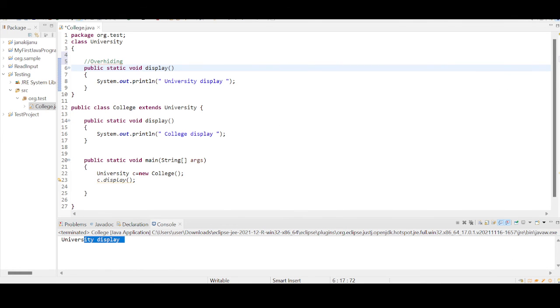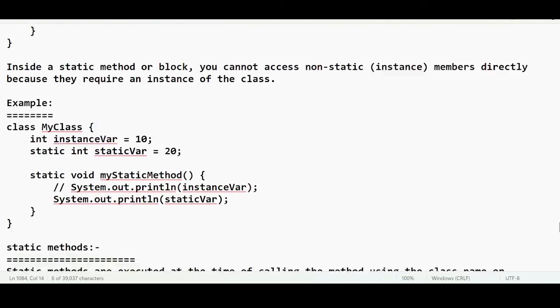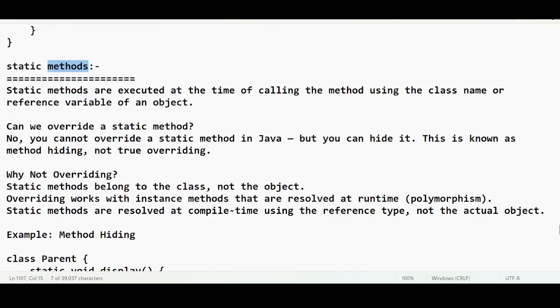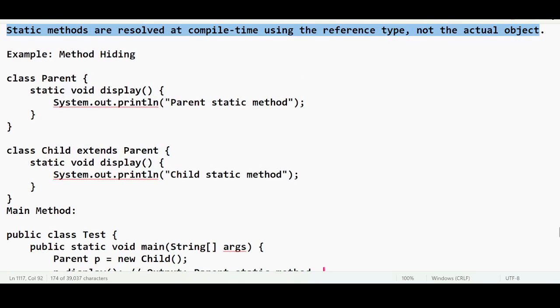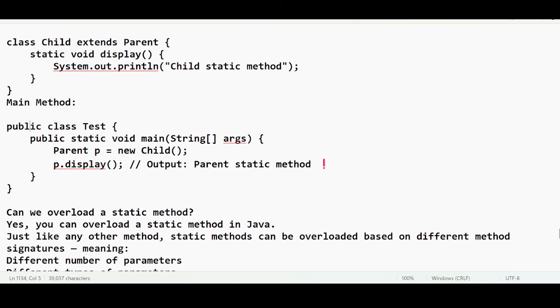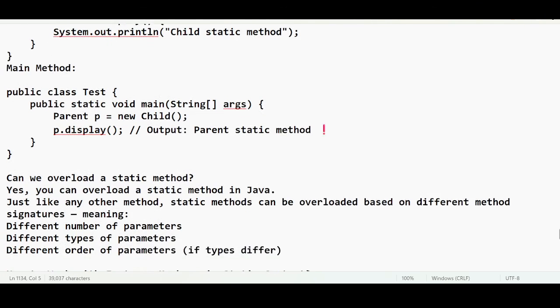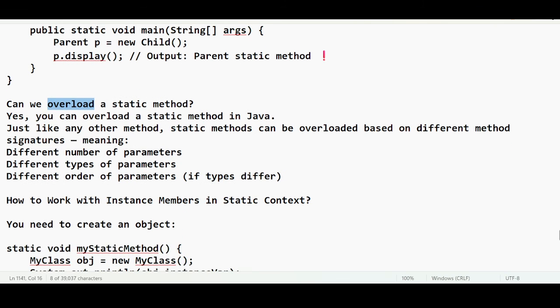So this is all about static. Static blocks we have understood, static methods we have just understood. Can we override a static method? No, you cannot override a static method in Java. Why not? A static method belongs to the class, not the object. It's called method hiding. Example, public static void main. Can we overload a static method? Overloading is possible, just like an ordinary method.